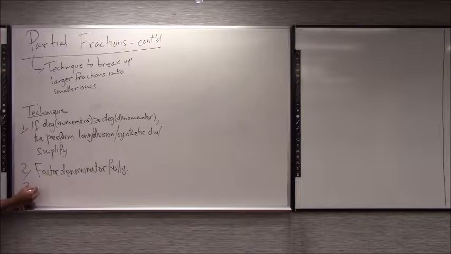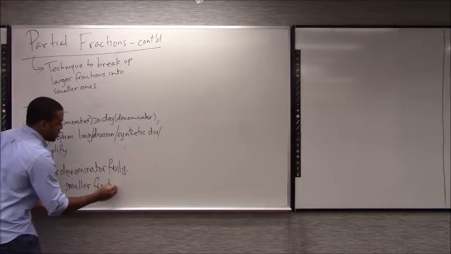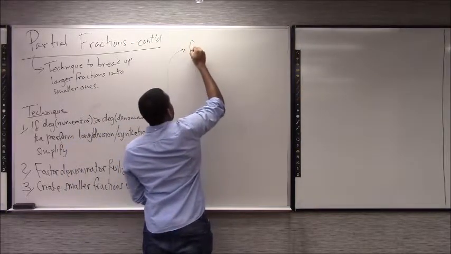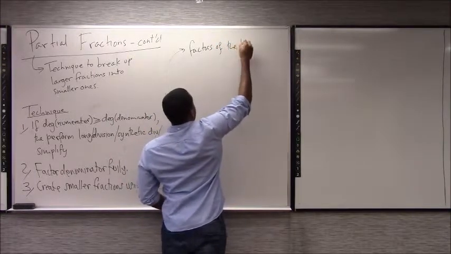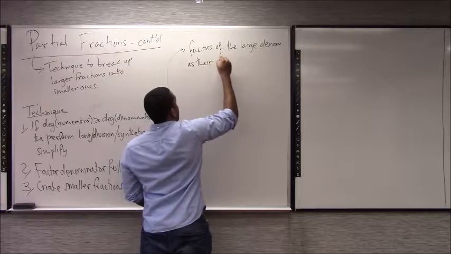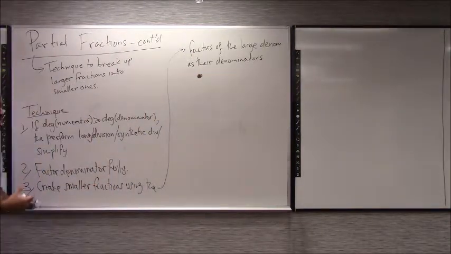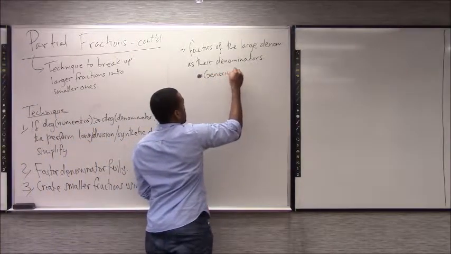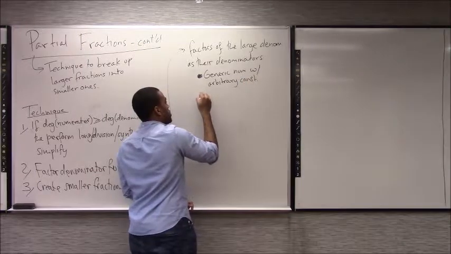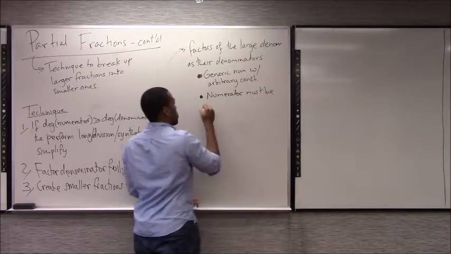The third step was to create smaller fractions using the factors of the denominator as their denominators, with certain stipulations. 1, you would put on those denominators a generic numerator, with arbitrary constants. This generic numerator must be 1 degree less than the denominator.